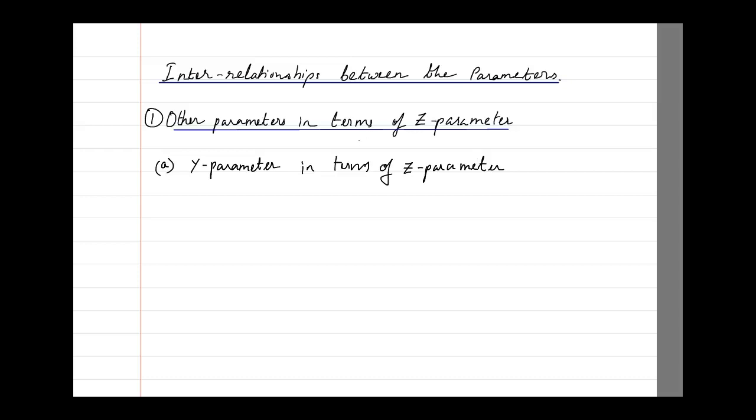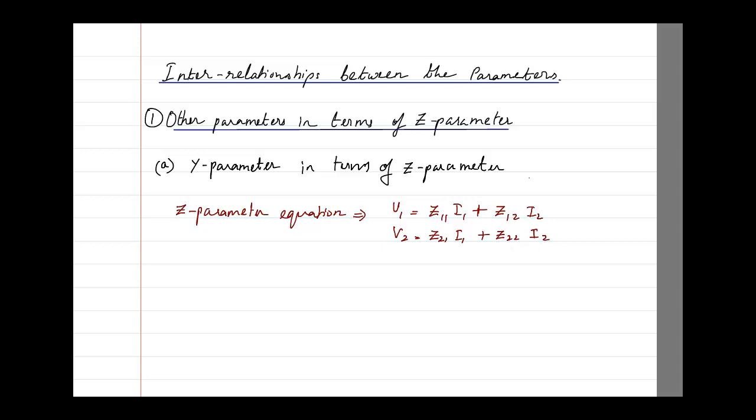So first I will write what is the equation of z parameter. Okay, so z parameter is given by, so let me use a different color. Z parameter equation is basically given by V1 is Z11 I1 plus Z12 I2, and V2 is going to be equal to Z21 I1 plus Z22 I2.